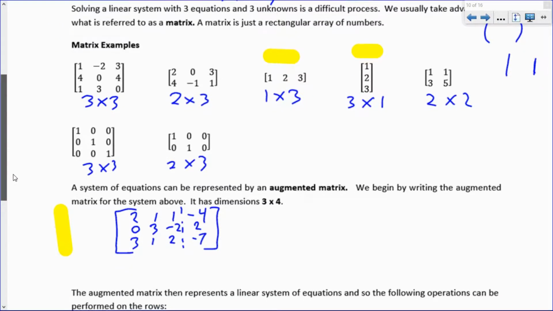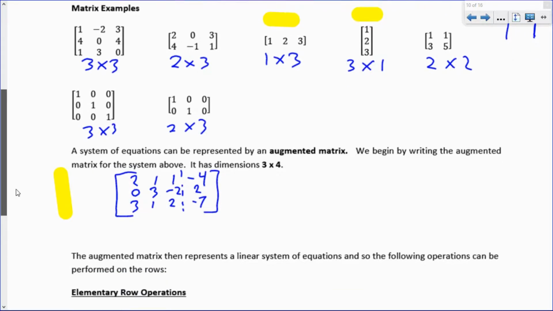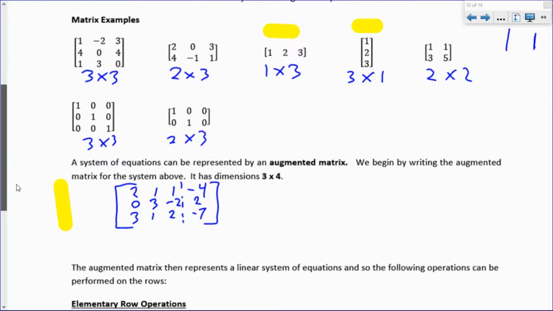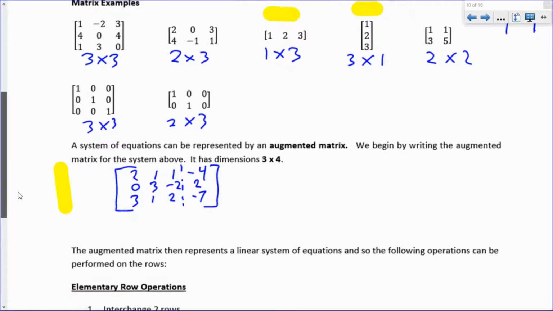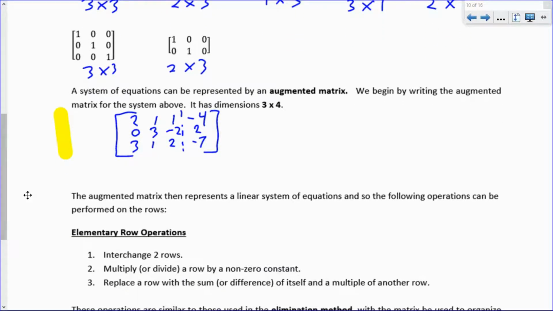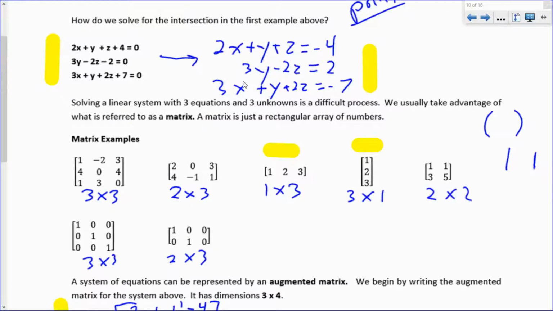And because this represents a system of equations, we can do what are called elementary row operations. We can swap two rows. Okay, think about that. That doesn't change anything. If I swap row 1 with row 2, it's just like writing the equations in different order. I can multiply or divide a row by a non-zero constant. Well, that makes sense too.